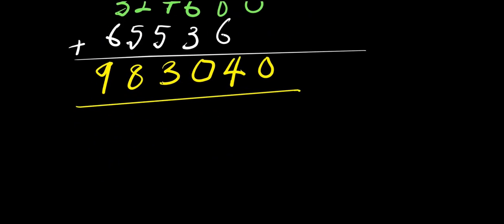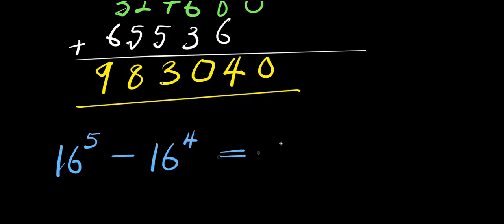So we simply have 16 power 5 minus 16 power 4 equals 983,040.